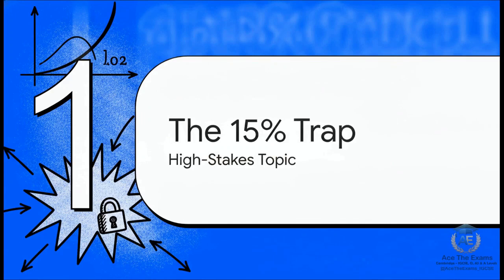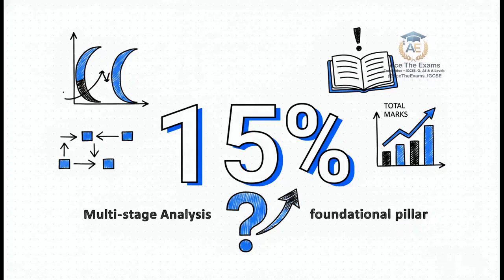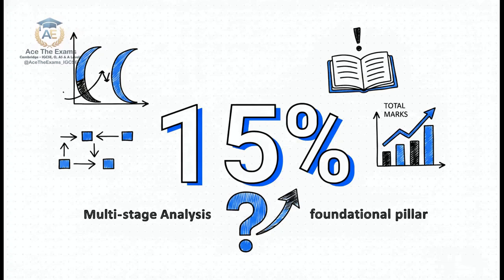Section 1, the 15% math trap. Okay, let's dive into this because this specific topic is an absolute high-stakes battleground for your final grade. 15%. You heard me right, our data metrics show that logarithmic and exponential functions account for approximately 15% of the total available marks in paper 2. Guys, that is massive. That is literally the difference between an A and a B, or a B and a C, dedicated entirely to understanding inverse relationships and multi-stage analysis.